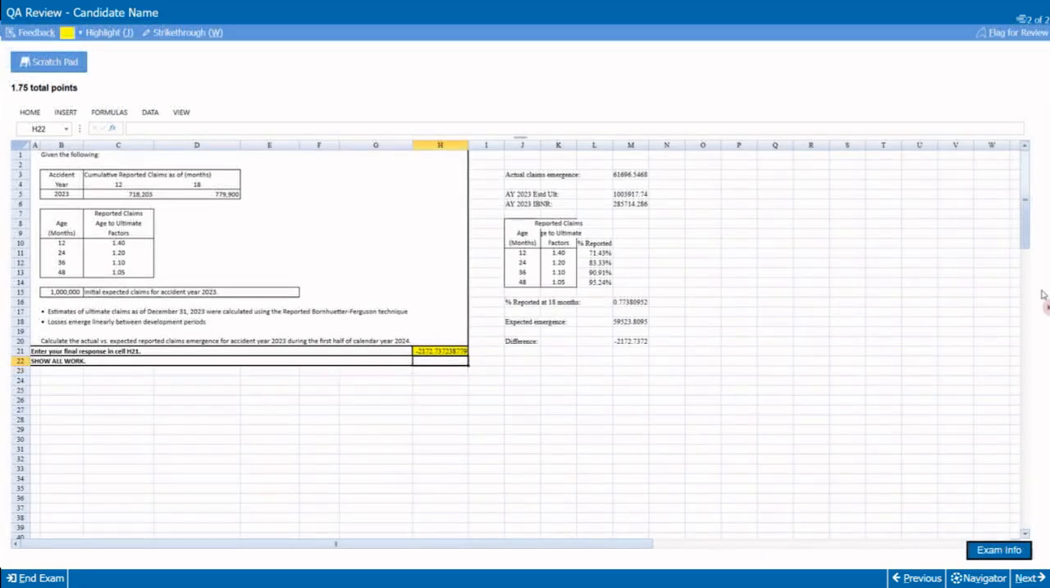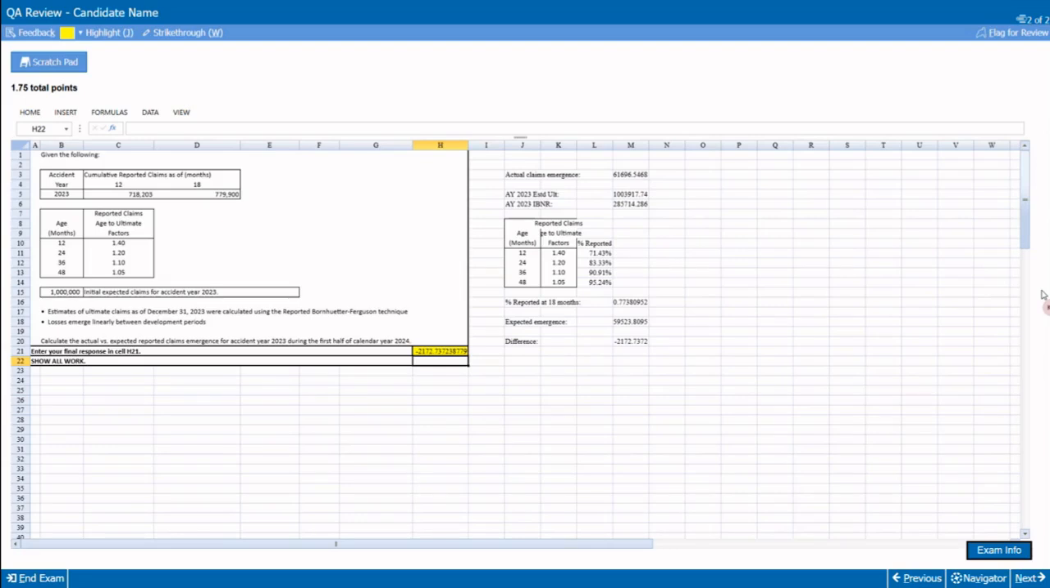Hi, I'm the grader for this question, and this is a 1.75 point question with a calculation involved. The rubric specifies 3 sections that the candidate should be able to get: 1, calculating the actual emergence, 2, calculating the expected emergence, and 3, taking the difference as the answer. Based on what the candidate has done, this is a full point response. What I will step through is some of the key things graders would want candidates to watch out for when they attempt this question.